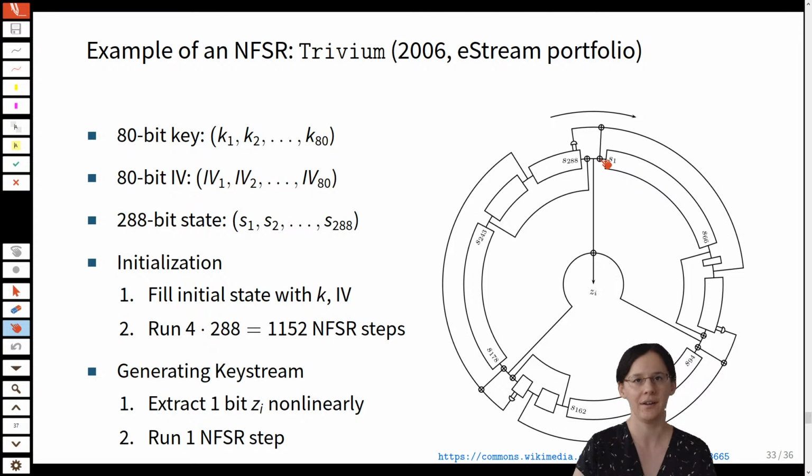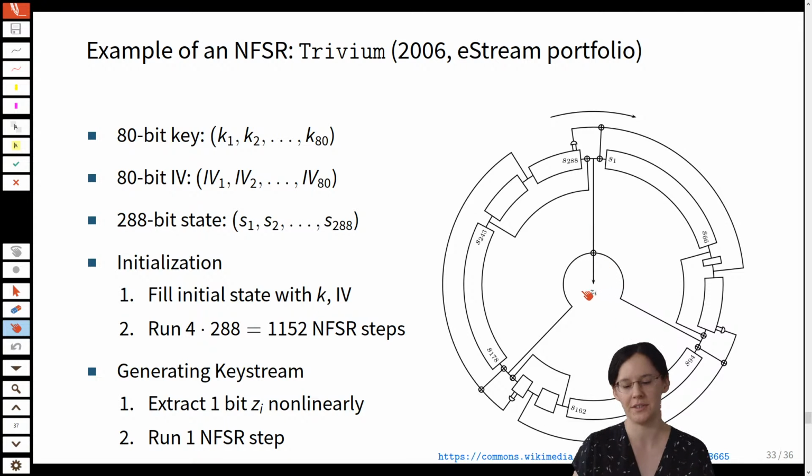And you can think of it as a cyclic thing that runs in circles. So it's clocked in this direction. The bits always move to the next position, and whenever it goes to such a tap, it's also XORed in another position. And what you see here in the middle is what's used as an output.